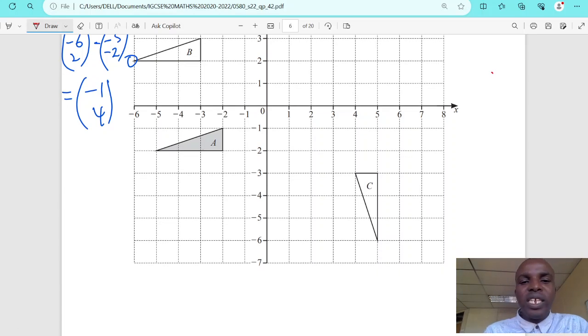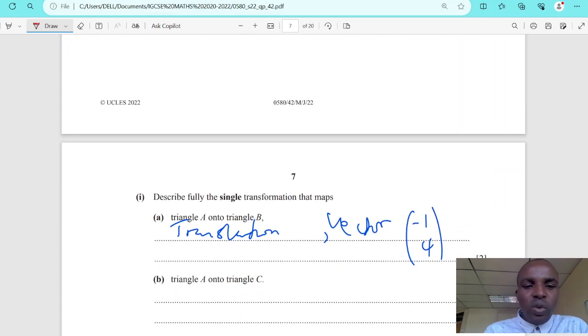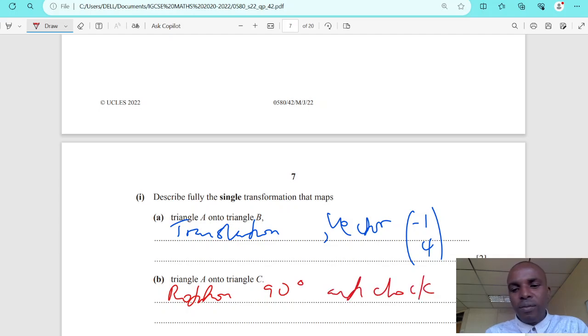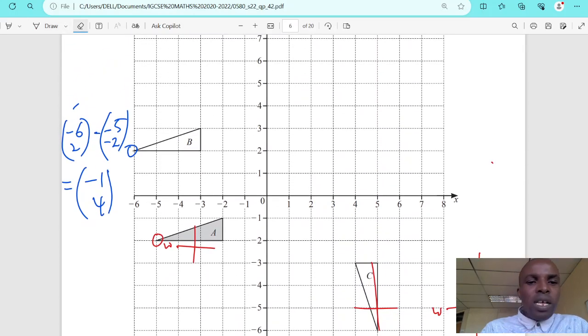Right. So A onto C. I can check which point I can pick. I can pick this point. It's on the west. Then the same point is now on the south of the shape. So north and west and south is 90 degrees anti-clockwise. It has been changed anti-clockwise. So it's rotation 90 degrees anti-clockwise, done.